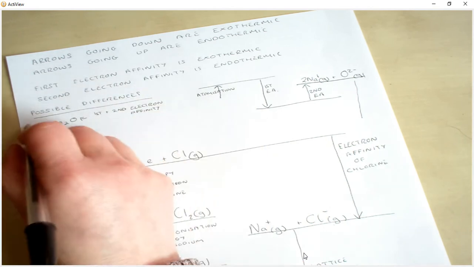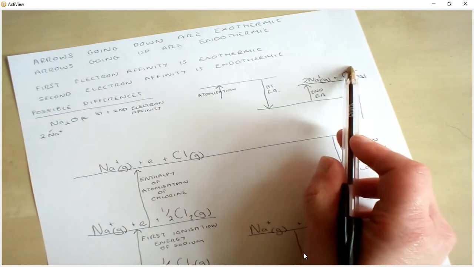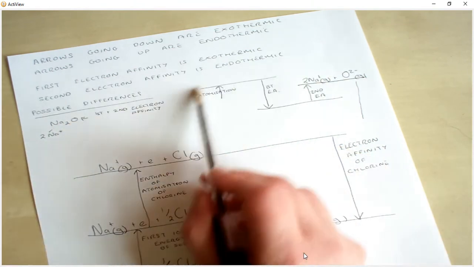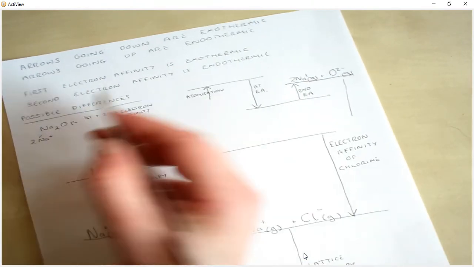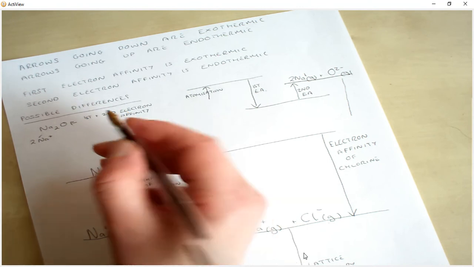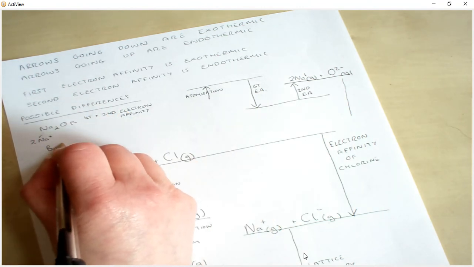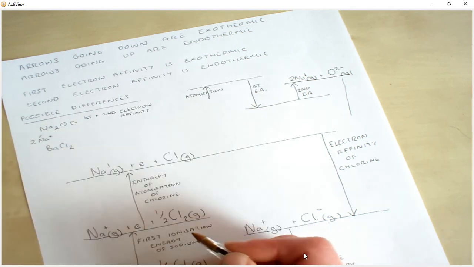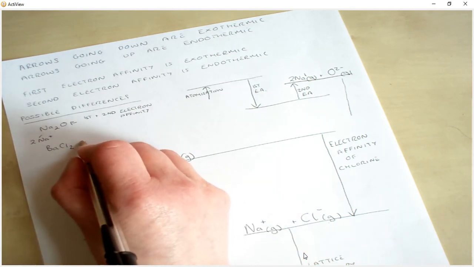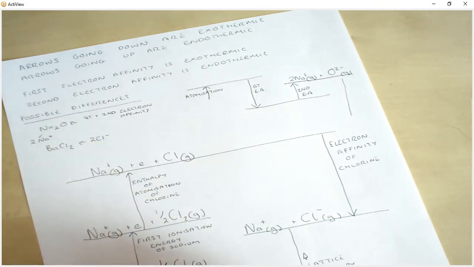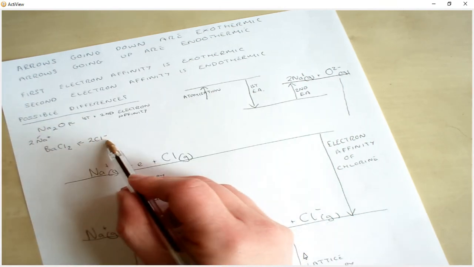So if you have a 2- ion, you're going to end up with something like that. Other differences you might have to watch out for. So, for example, if I had something like barium chloride, then I'm going to have 2Cl-. So I need to take that into account.